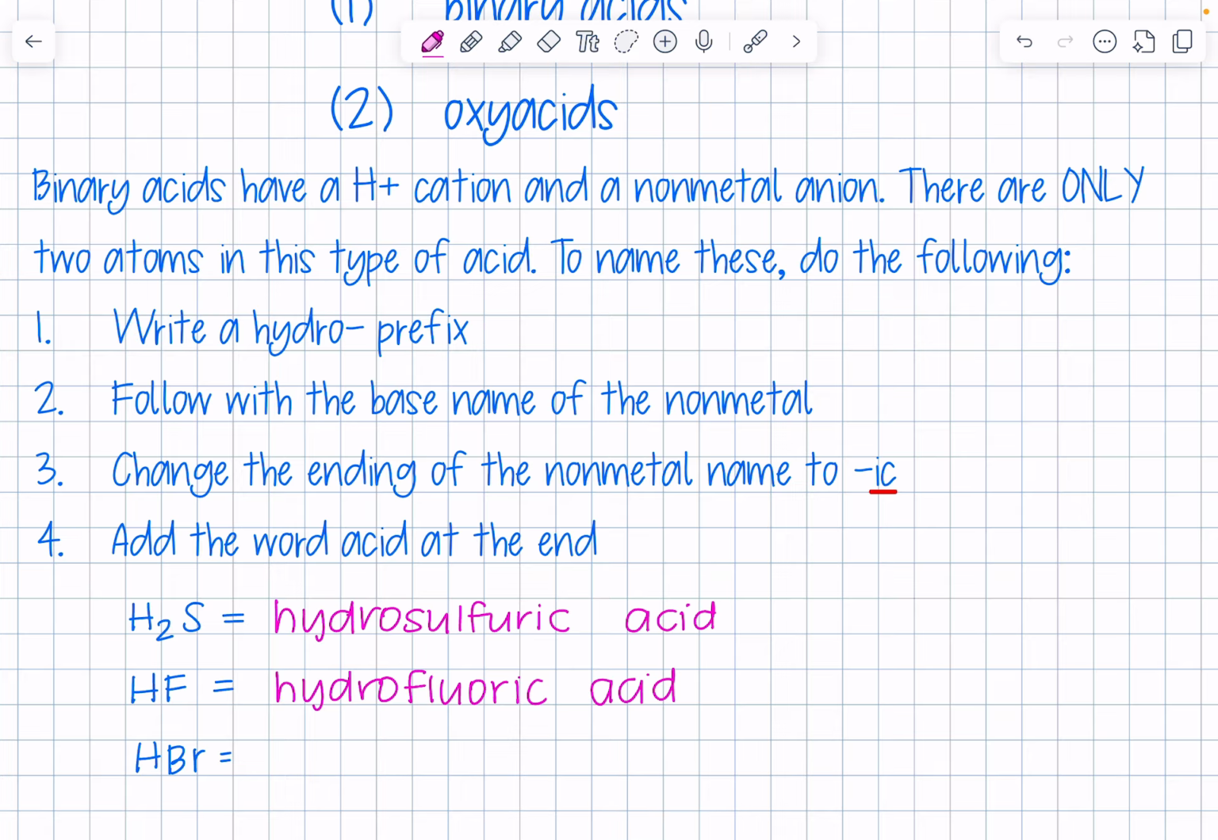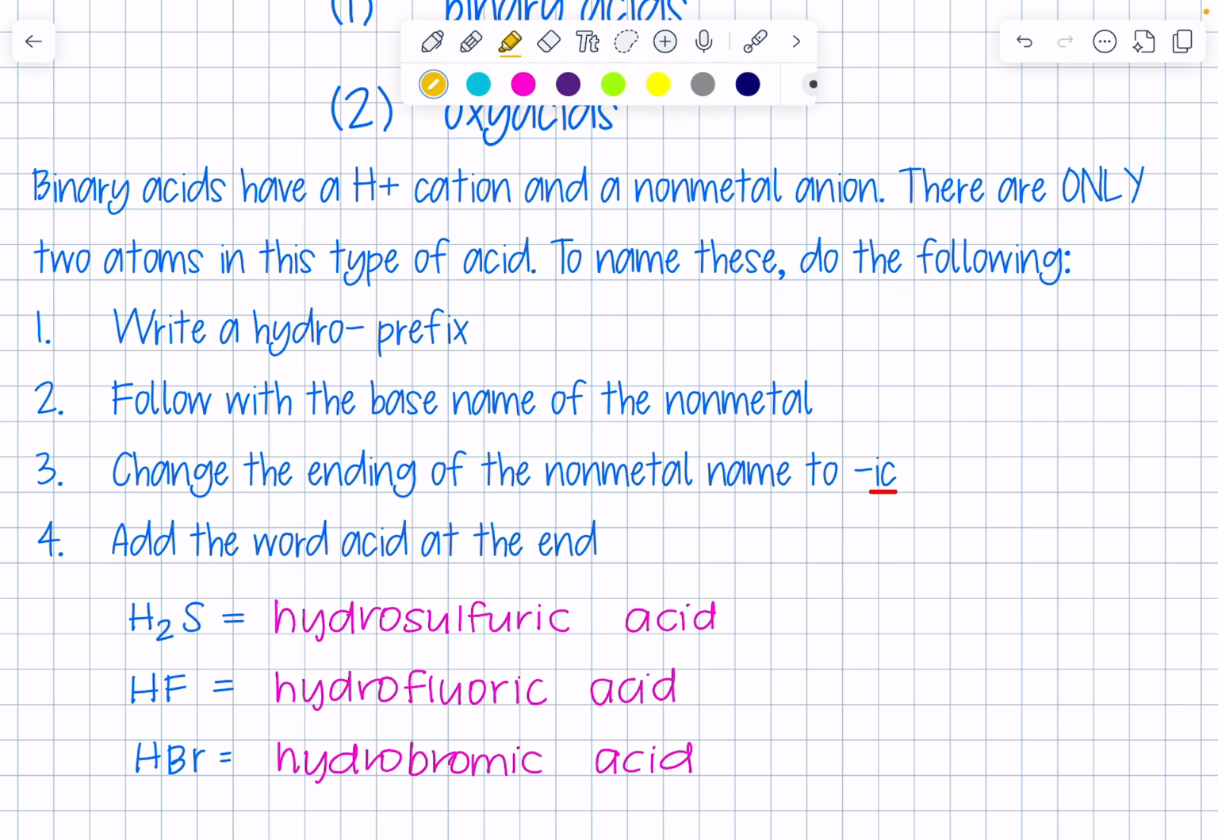And then for this third one, HBr, we've got hydro. Br is bromine, so the base will be brome. Change the ending to IC. And acid, hydrobromic acid. So you'll notice that they all have this hydro in there. That's very important. That's one of the distinguishing features and ways to tell a difference, because there are some oxyacids that are very similar in name. So that hydro piece is very important.